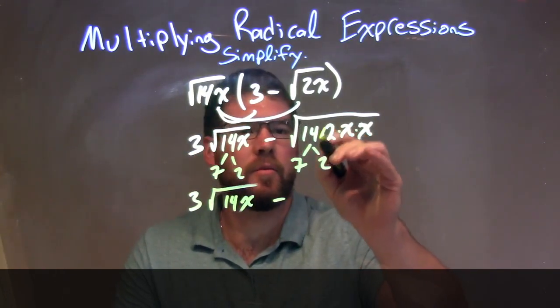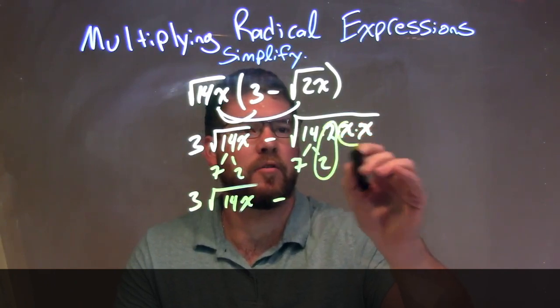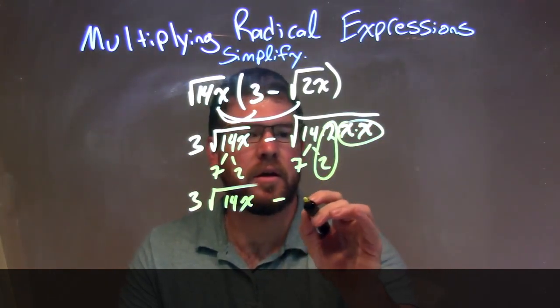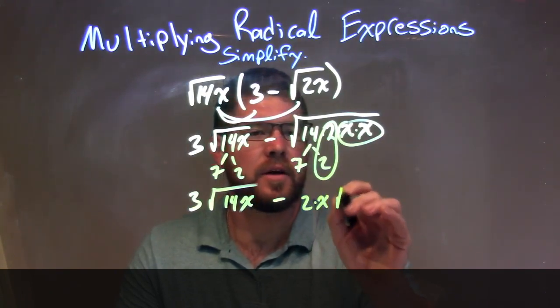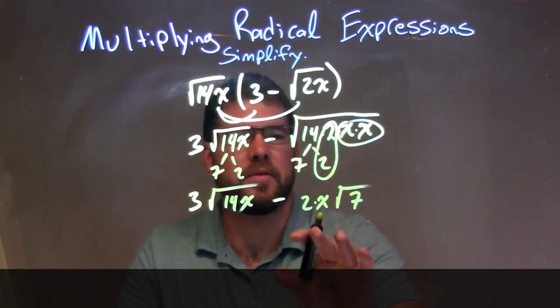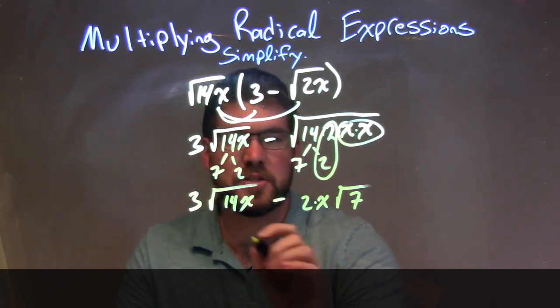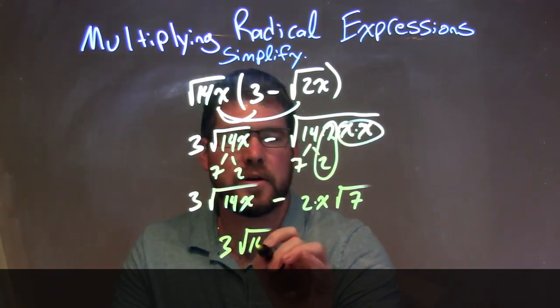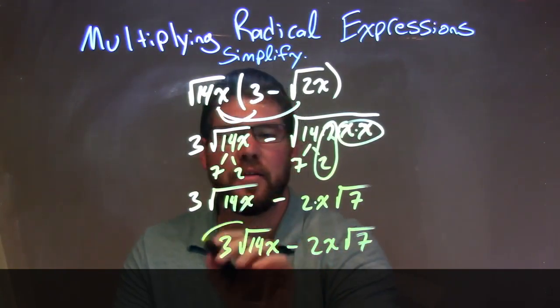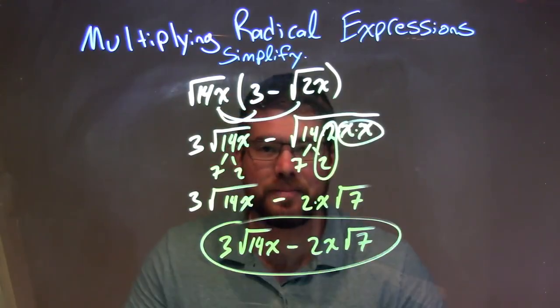But this one, I see we have a pair of 2's and a pair of x's as well. So again, each pair represents an individual on the outside. So we have 2 times x there, times the square root of what's left, which is just 7. Okay? So let me rewrite this now without the multiplication, but we're pretty much done here. 3 square root of 14x minus 2x square root of 7. And that is the final answer.